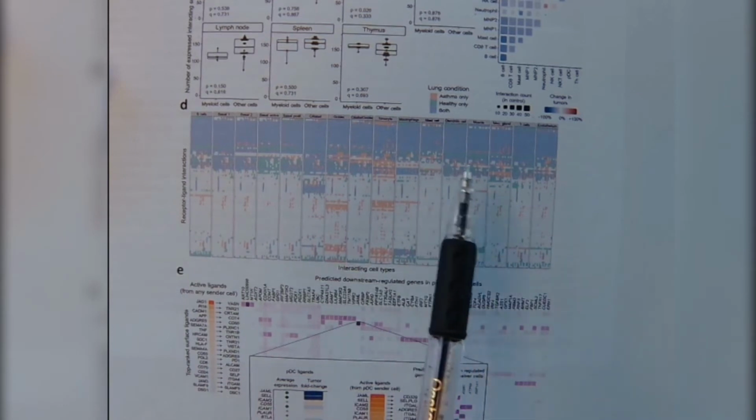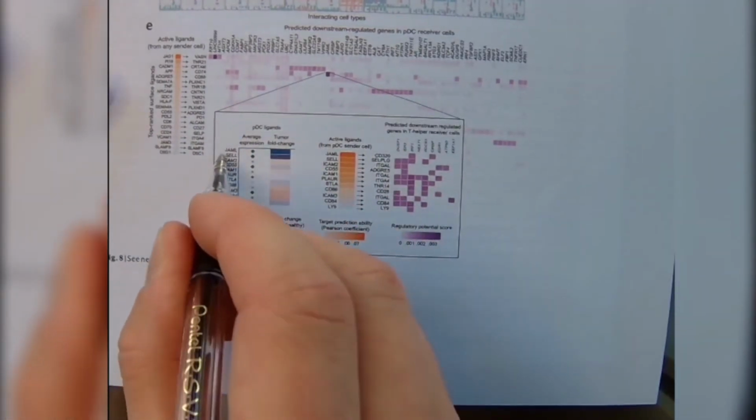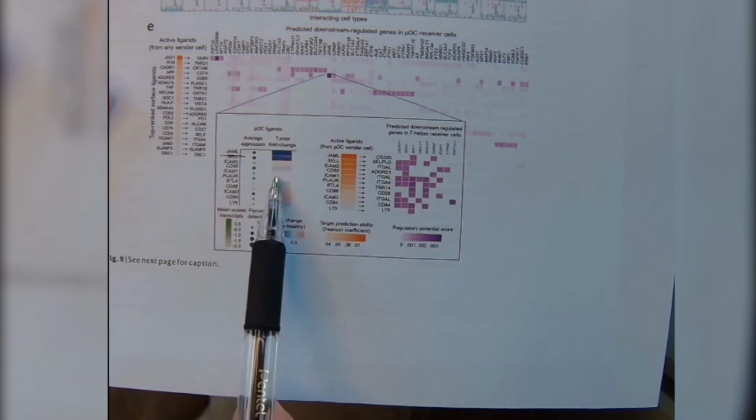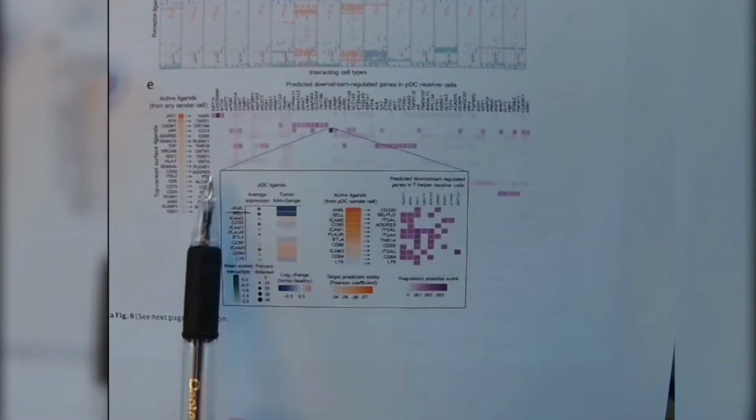So if we look at 8D, this doesn't really look like what they were talking about. I think they made a typo. It shouldn't be 8D, it should be 8E, because this is the only thing that even shows JAM-L. So the average expression is shown here, unless this correlates with this shown here.